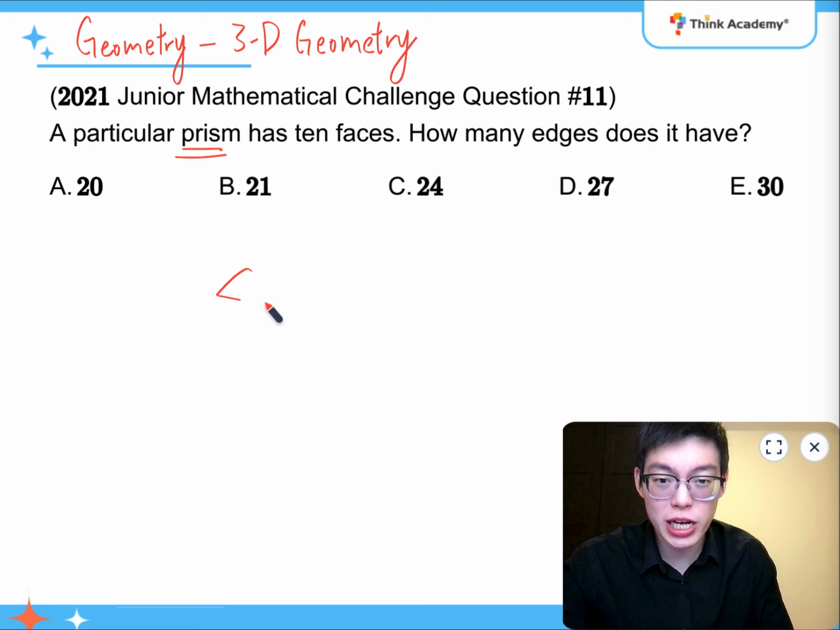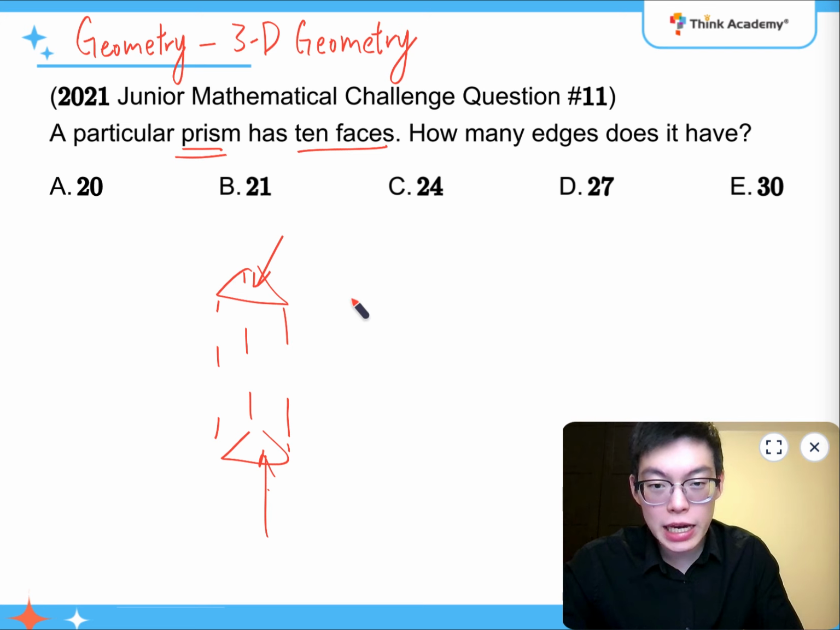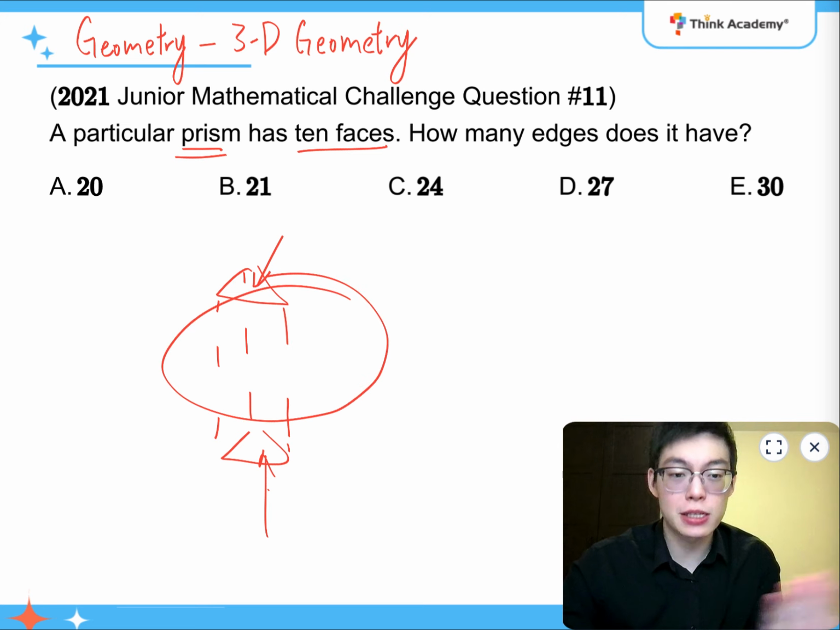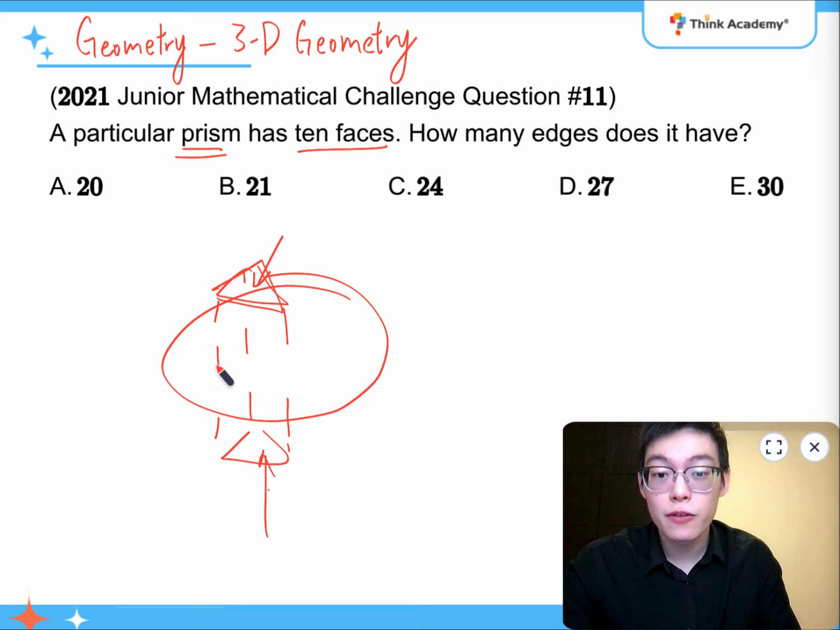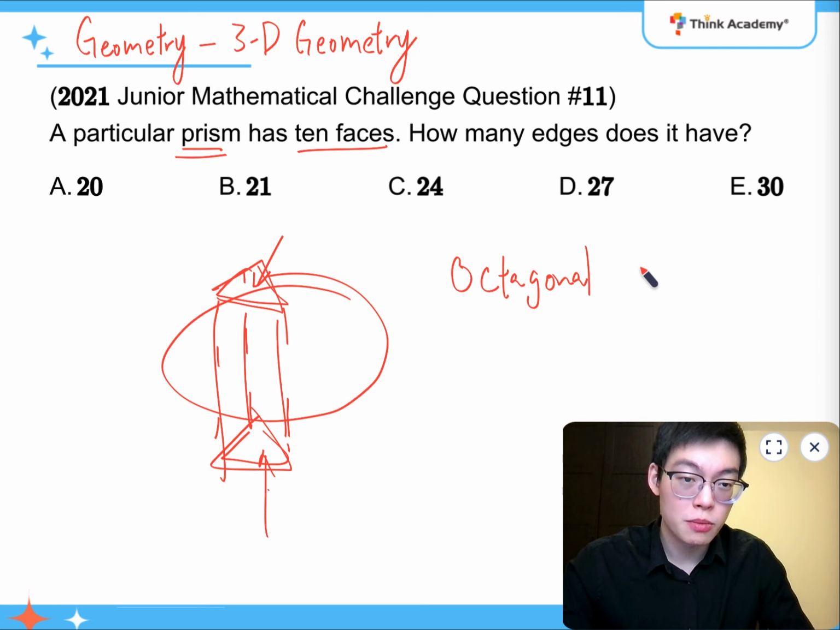So a prism is a shape which the top and bottom are the same, and then they are connected with some rectangular faces, right? So if it has 10 faces, it means that there will be 2 faces on top and on the bottom, and 8 faces surrounding it, right? 8 faces on the sides. So it has to be an octagonal prism, which means that for the top edges, there are 8 of them. For the side edges, there are 8 of them. And for the base edges, there will be 8 of them as well. So, it is an octagonal prism.